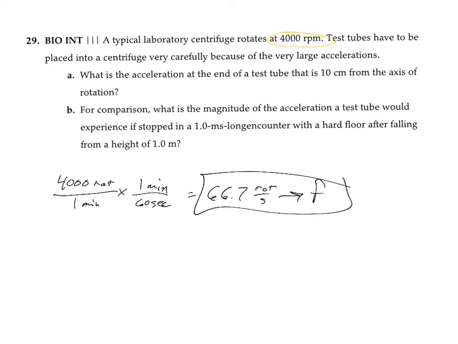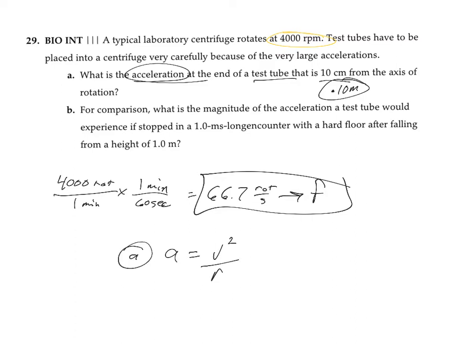And what is the acceleration at the end of the test tube if it's 10 centimeters? Why did I say centimeters? So weird. 0.10 meters. Centi is 100. Move the decimal over. So we converted that. And we know A equals V squared over R. This is letter A I'm doing right now. The V, don't they want to know? Oh, no, they want to know the acceleration.